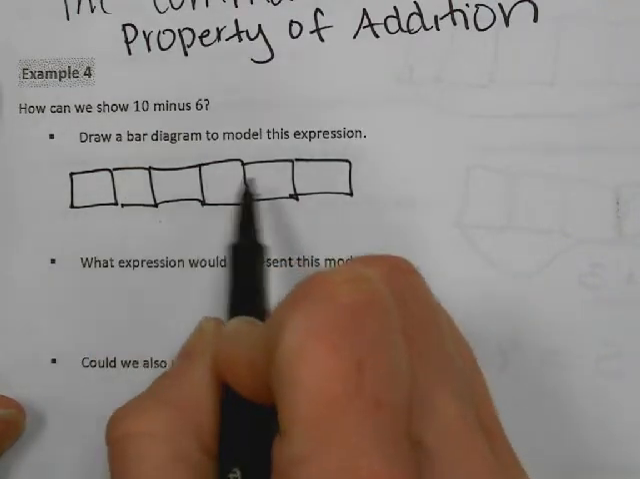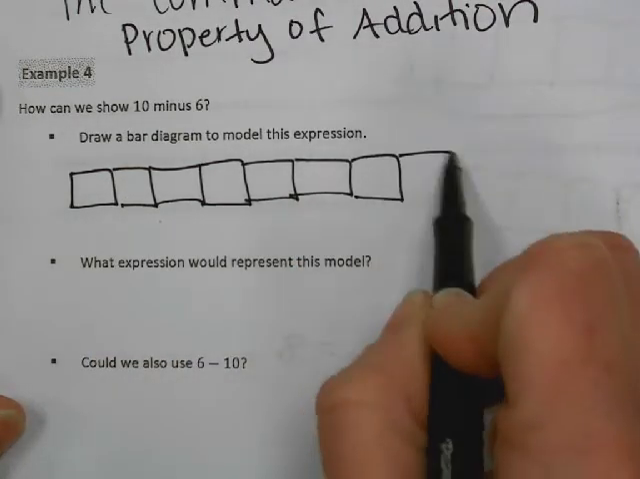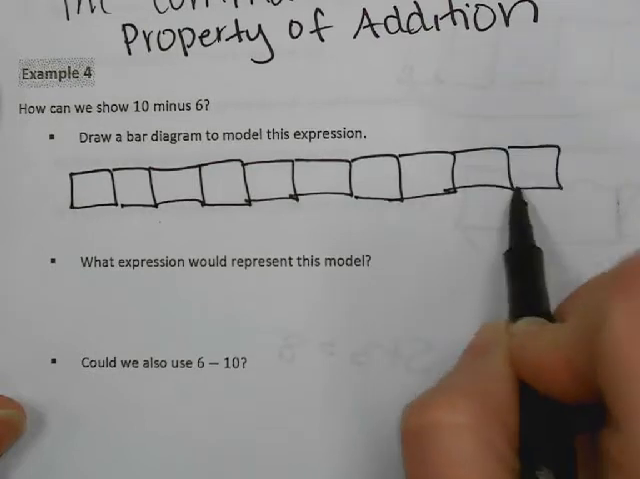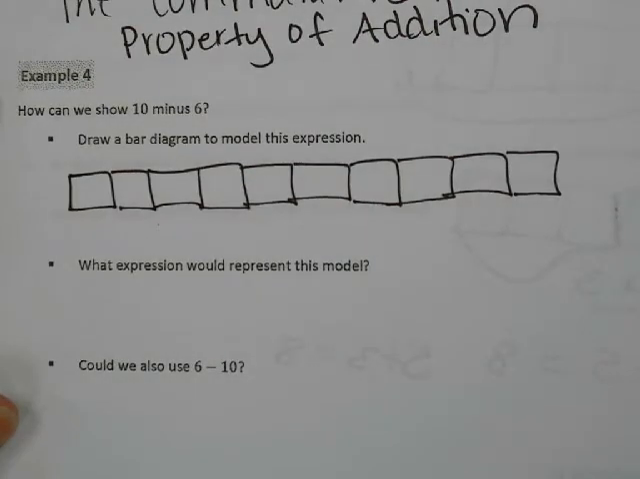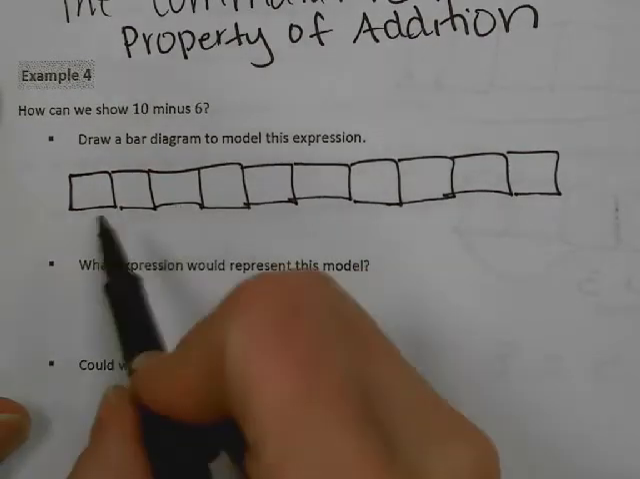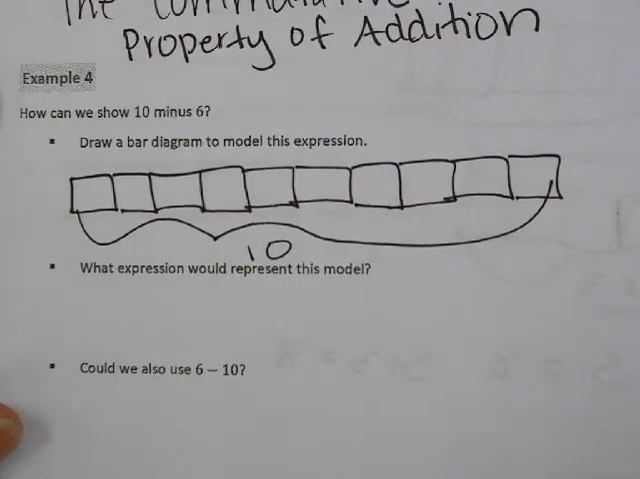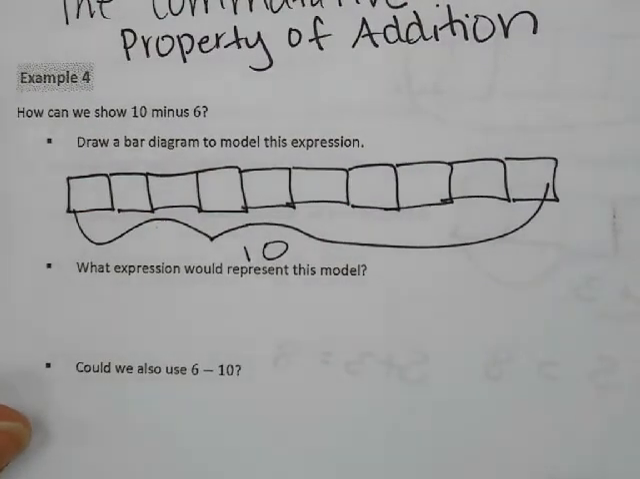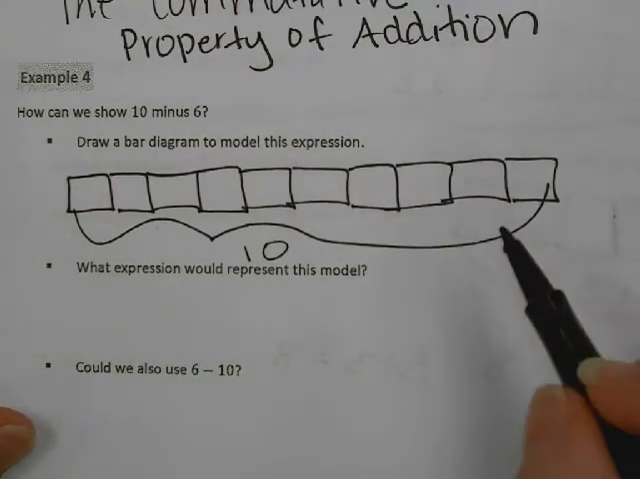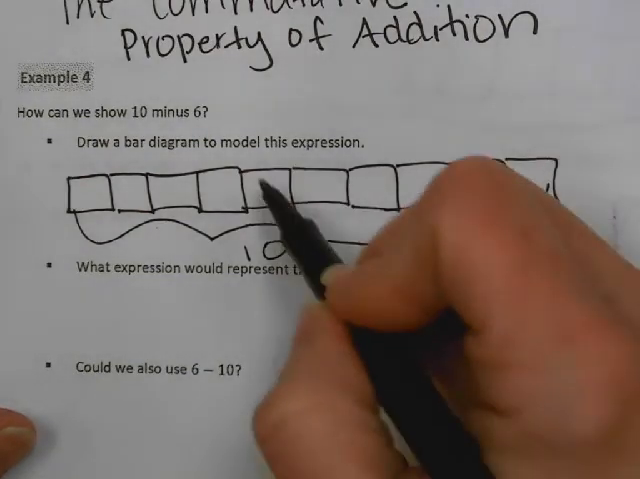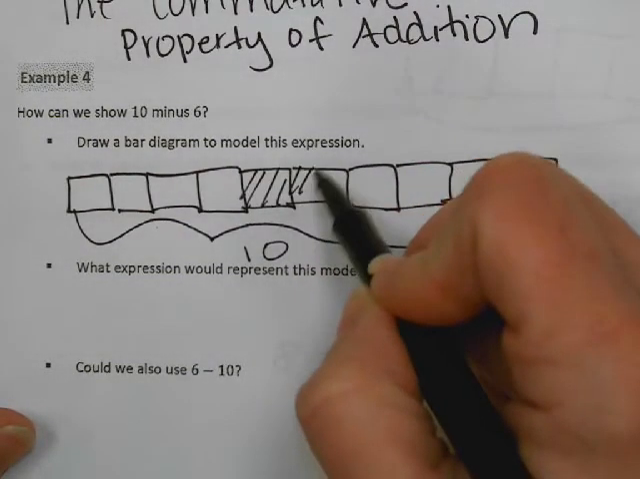1, 2, 3, 4, 5, 6, 7, 8, 9, 10. So I'm going to make a tape diagram of 10. Well, if I want to show 10 minus 6, I know this whole diagram equals 10. I'm going to shade the 6 that I'm subtracting. So I'm just going to use lines to shade my 6.